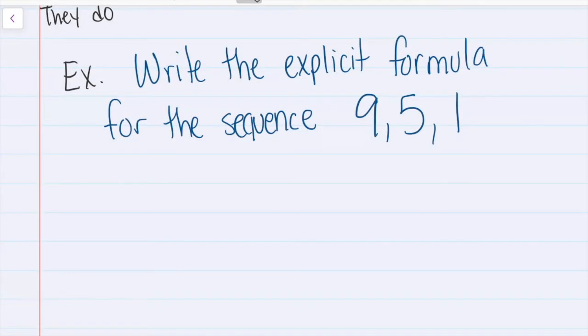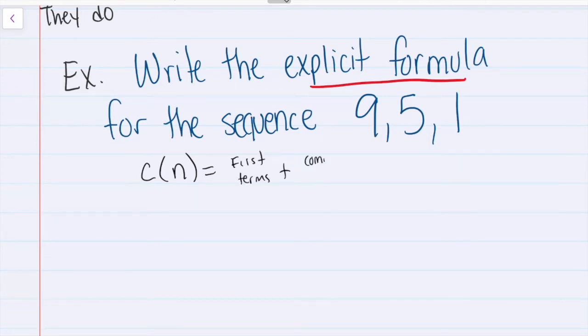Alrighty guys, so for this one, we are still talking about arithmetic sequences. However, now we want to write it in explicit form. Well, let me give you a little review of what explicit is basically. If you want to write a formula, again, pick any letter you want. C of n equals, whenever you write explicit, your first term always goes first, plus whatever is your common difference.